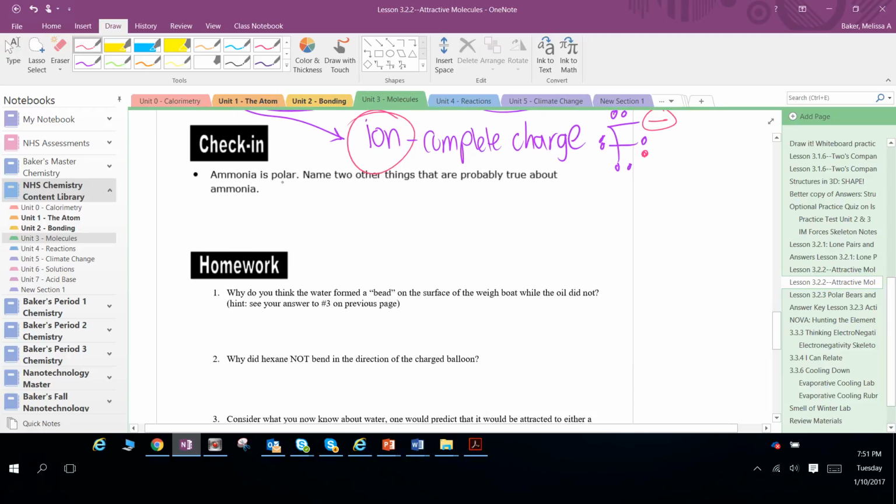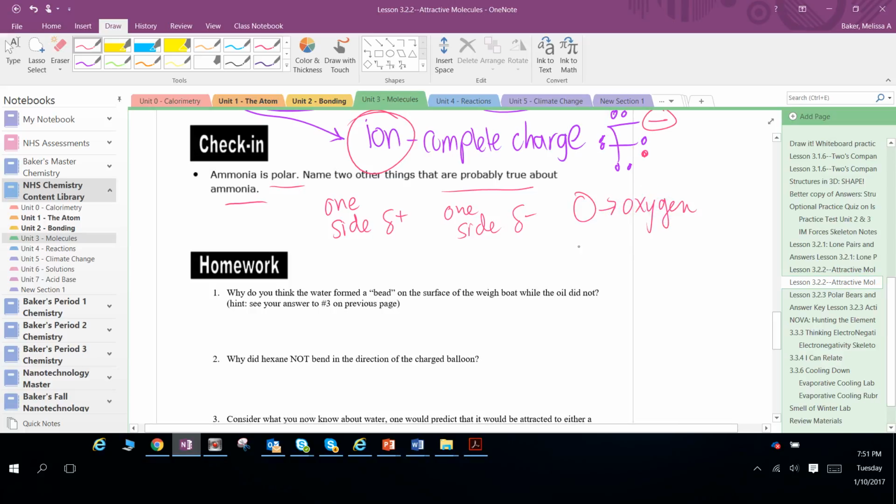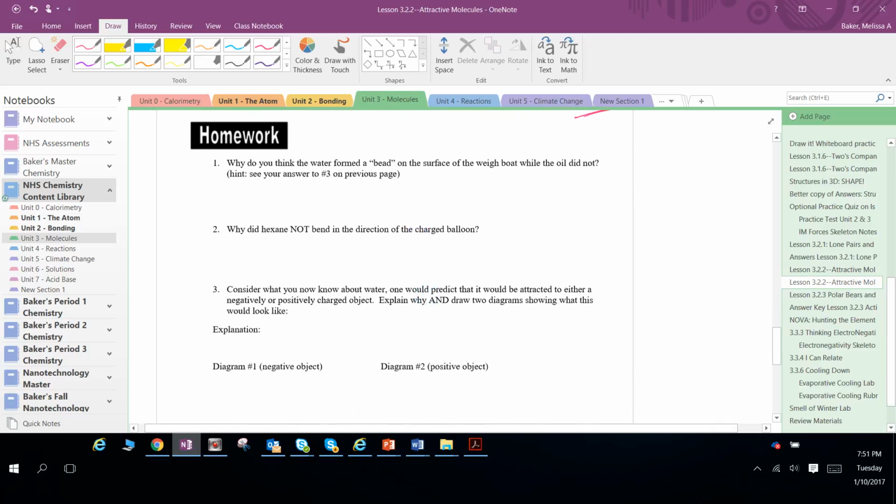It says ammonia is polar. Name 2 other things that are probably true about ammonia. Well, we know that because it's polar, one side of the molecule has a partial positive charge, and one side of the molecule will have a partial negative charge. We might also guess that it probably has an oxygen in it, since a lot of these other molecules seem to have that too. Not always, but a lot of times.